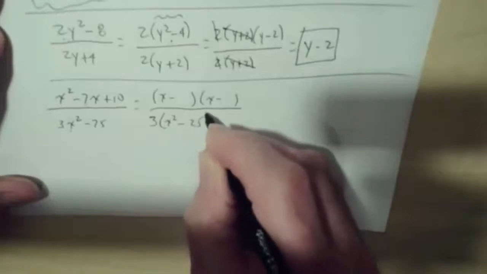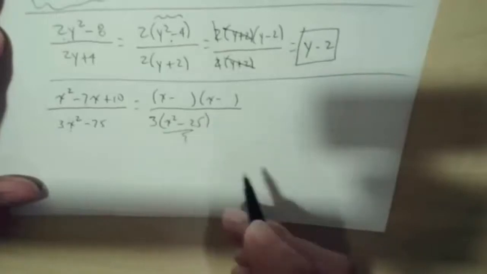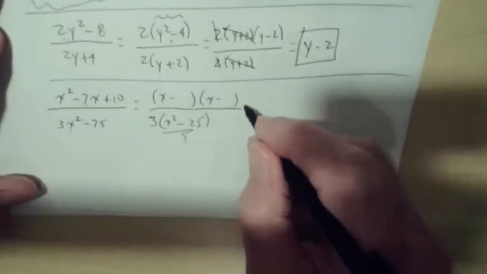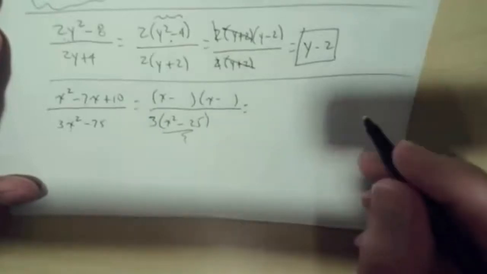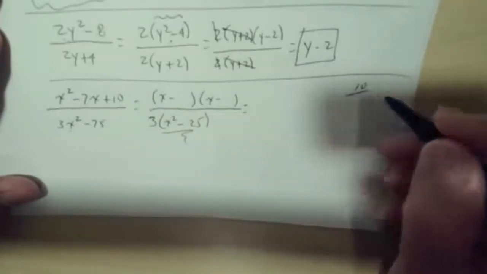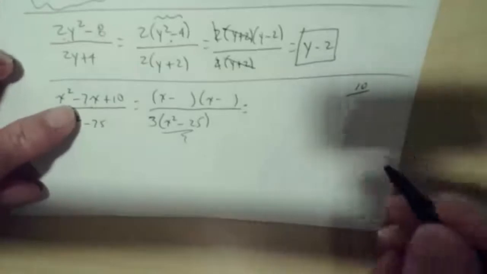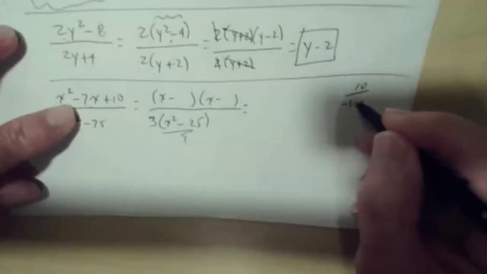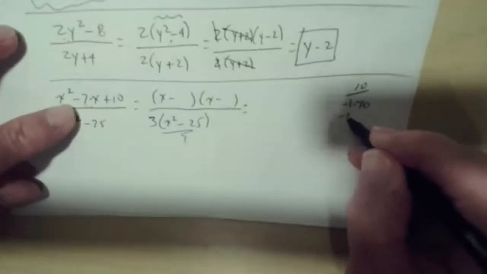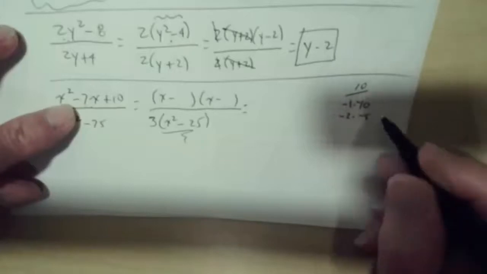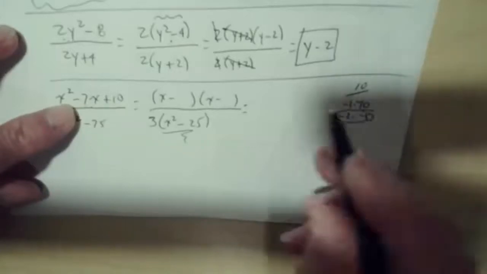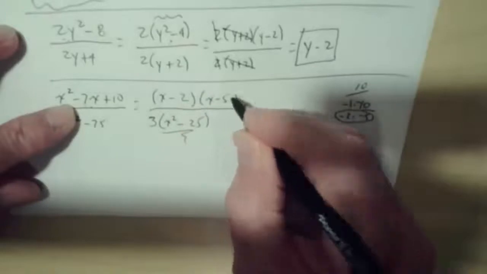Again, look what we have here. A nice pretty conjugate. Okay, so what are the factors of 10 that add up to negative 7? We have negative 1 times negative 10, negative 2 times negative 5. There it is, isn't it? Minus 2 and minus 5. Right? Right.